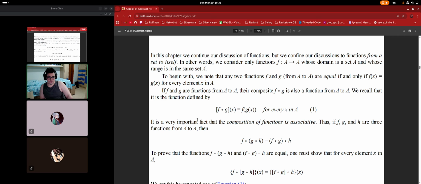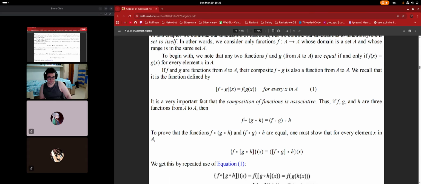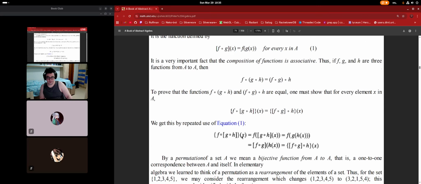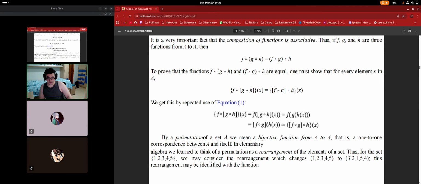And we're also going to note that in this particular scenario where f and g can be composed, their composition is going to look like this. And the composition of functions is associative, which is also another hint that, hey, this is the same as that. And then there's the proof there. And then by a permutation of a set A, we mean a bijective function from A to A. There is a one-to-one correspondence between A and itself.